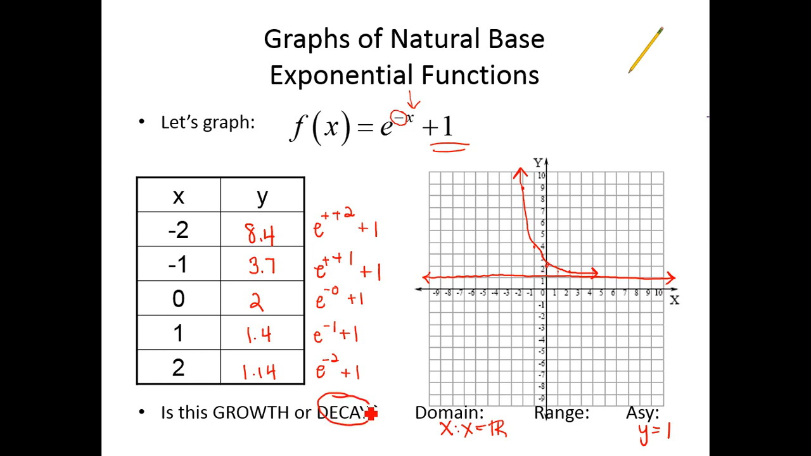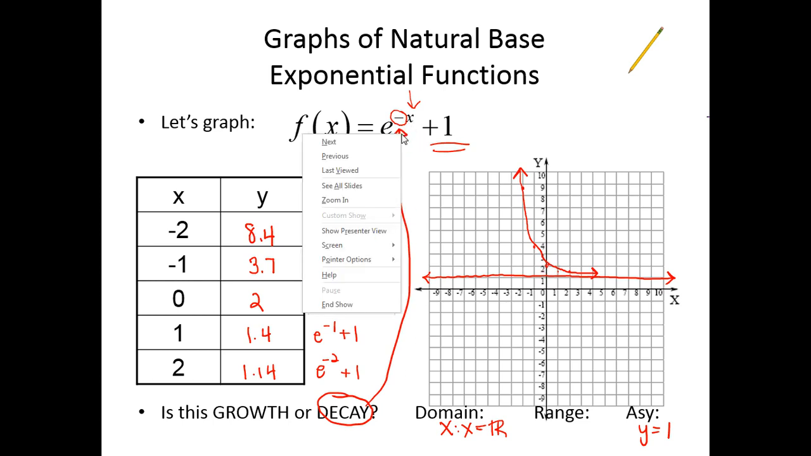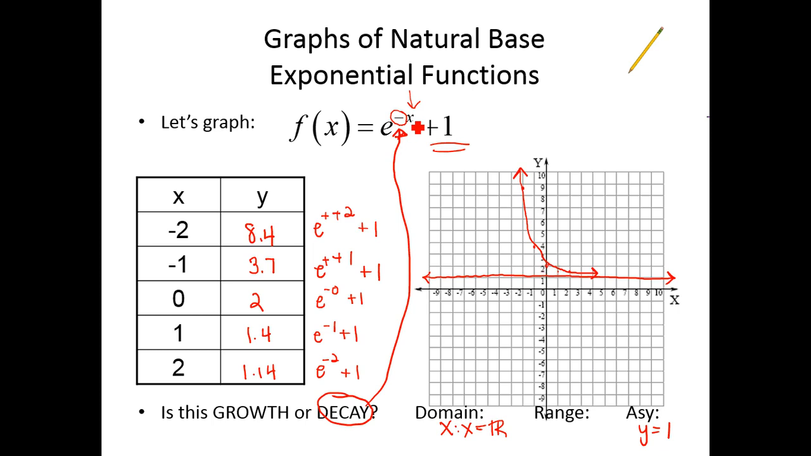And why is this one decay? The reason why it's decay is because of that negative sign. That negative sign in front of x causes this graph to become a decay function. The range, because the asymptote is 1, the range is going to be greater than 1 because all of it is graphed above the asymptote of 1.